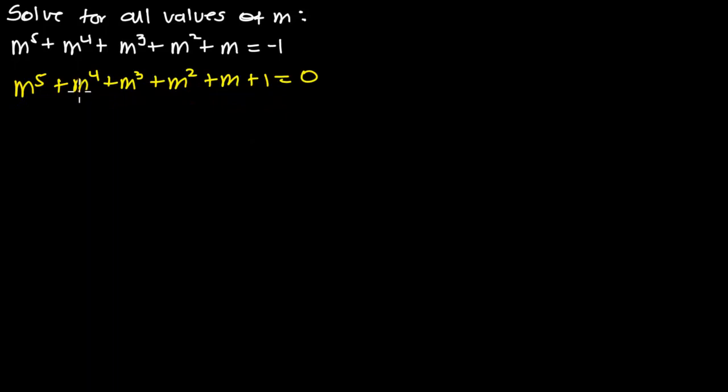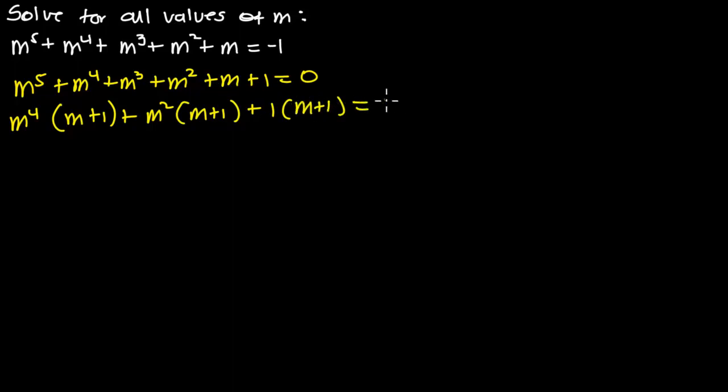Now over here, we can bring out m to the power 4. So we are going to have m to the power 4 out, and here we are left with just m plus 1. Plus, here we can bring out m to the power 2, leaving m plus 1. Then over here too, we can factorize 1 out, leaving m plus 1, equal to 0.